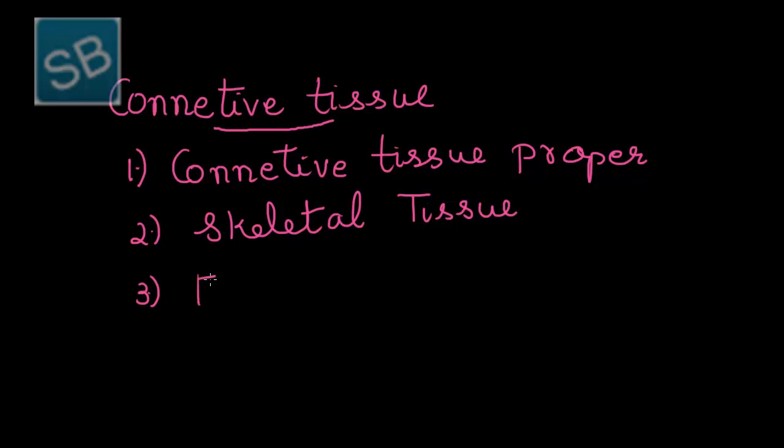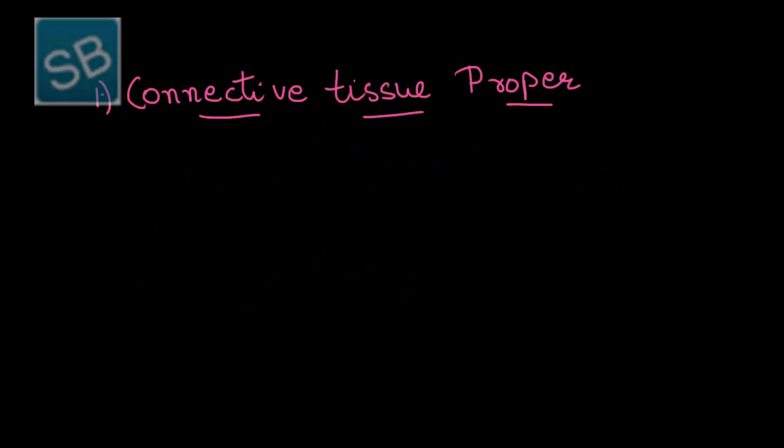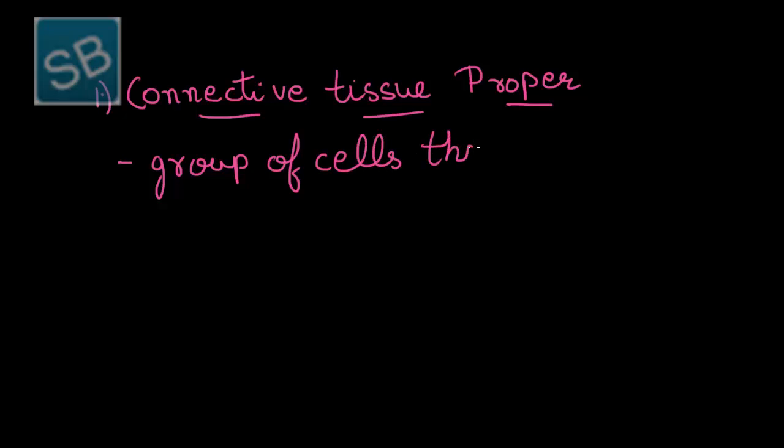Third is fluid tissue. This type of tissue is present in the blood and lymph of the animal. There are further sub-classifications of each of the tissues, so let us study them in brief, beginning with connective tissue proper. Now, what is connective tissue proper? As said earlier, this type of tissue involves a group of cells that acts as a binding structure of various parts of the body together.